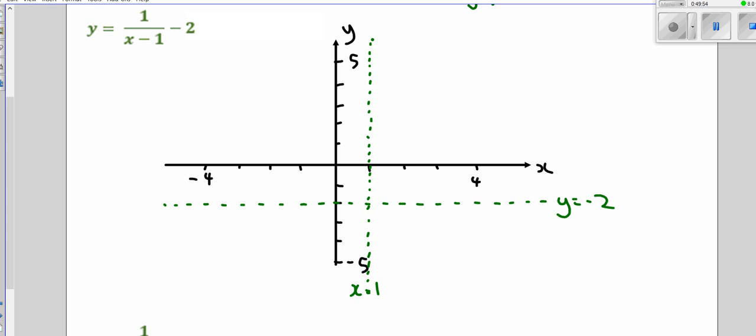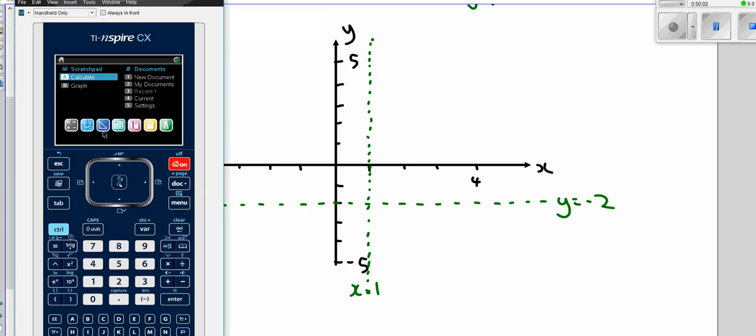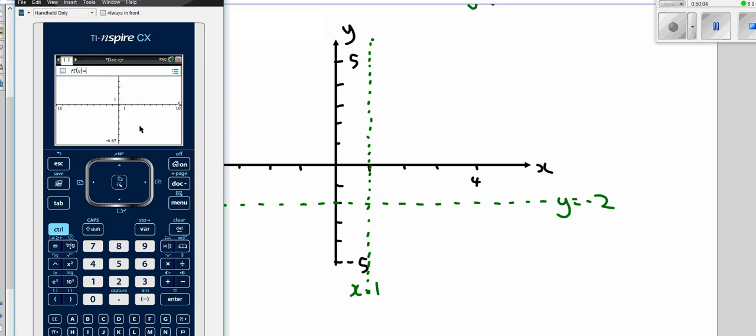on the calculator. So let's do that. It's 1 over x minus 1, minus 2. Remember, you go on the Inspire, open up a graph. You can make a nice fraction if you want. So it was 1 over x minus 2, no, x minus 1.